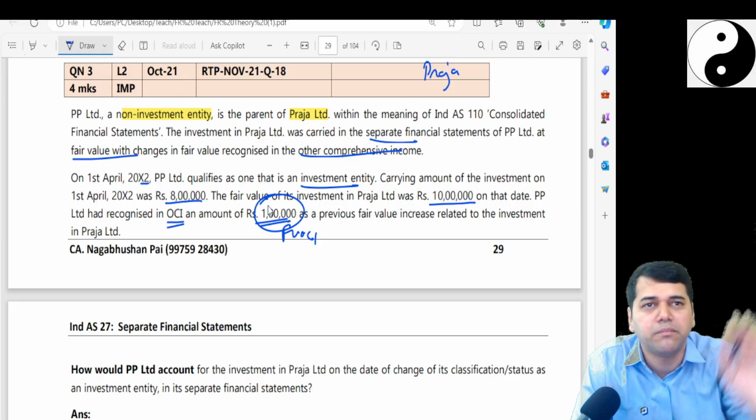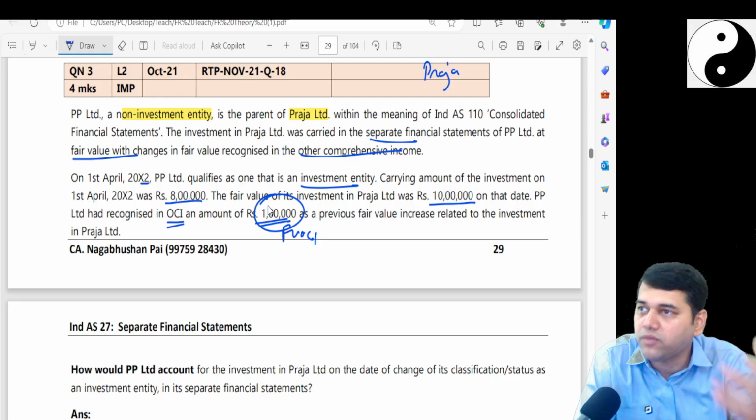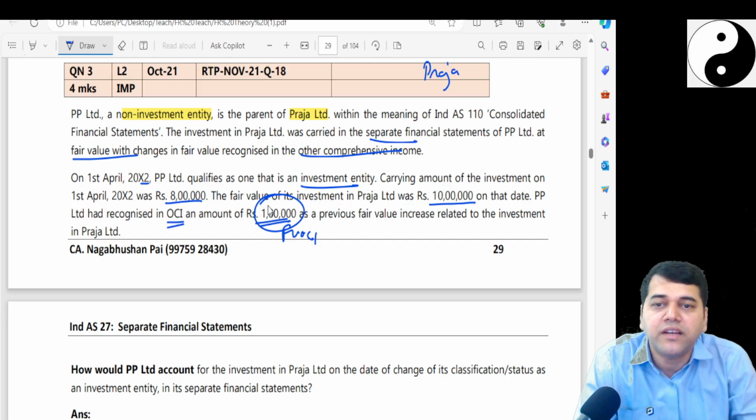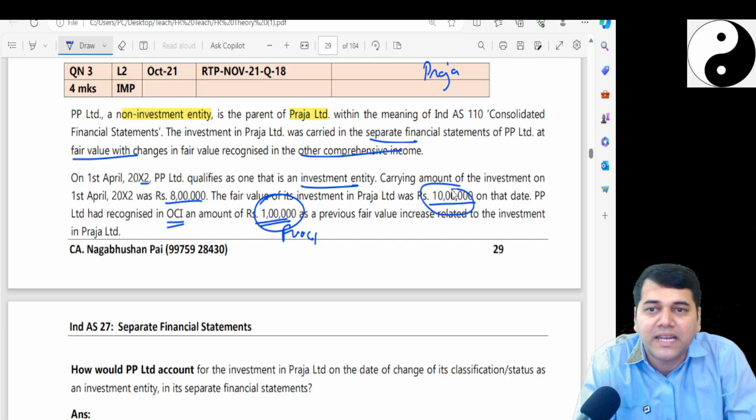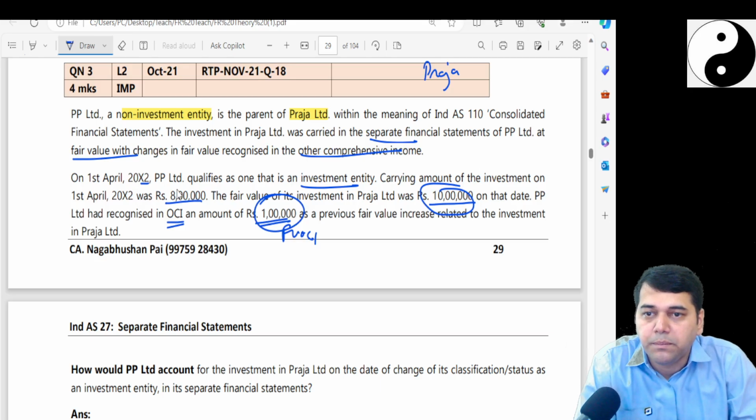It has invested some money. Since it is doing FVOCI every year, what is the investment's value today? 10 lakh. How much had it invested? Maybe 9 lakh. No. PP qualifies as investment entity. Carrying amount of the investment on 1st April 2012 was 8 lakhs.